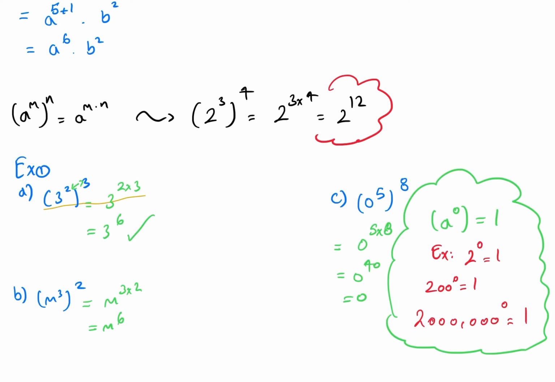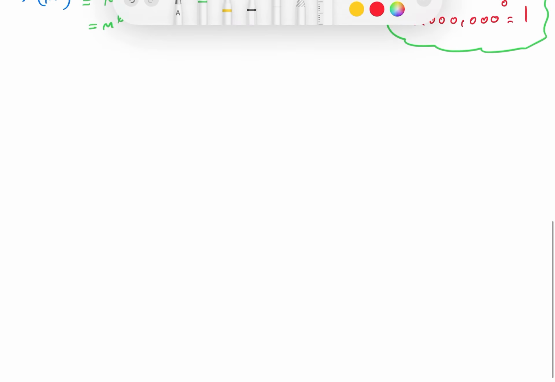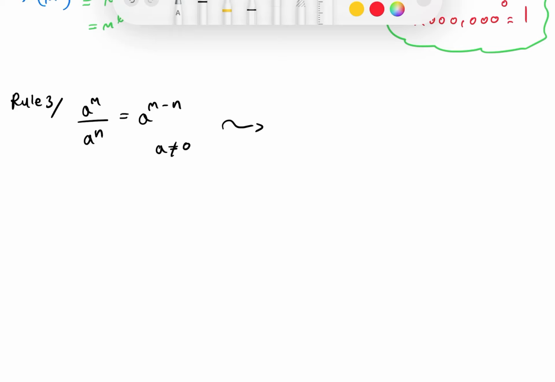The next rule that is also quite important when it comes down to exponents in pre-algebra is when two numbers that have the same base are being divided. So this is rule 3. For example, a to the power of m over a to the power of n. You can write them with the same base, but this time, instead of adding their powers, you're going to subtract them. Keep in mind that a cannot be equal to 0.